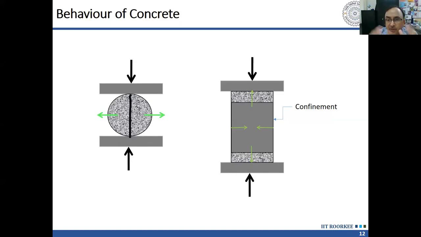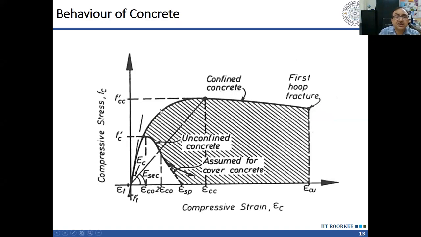So this sleeve governs the strength and strain in the concrete, which it can take. And as a result, the stress strain curve of confined concrete, you can see, is enhanced tremendously as compared to unconfined concrete. So what we see here, this white curve is unconfined concrete. It fails somewhere between 0.003 to 0.004.